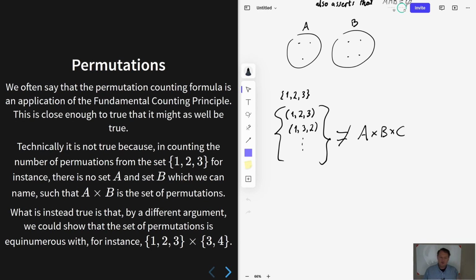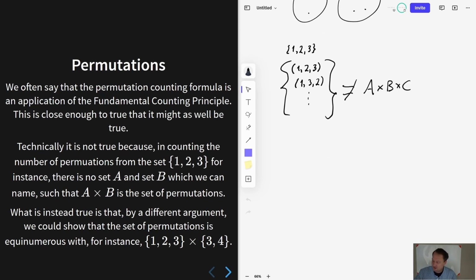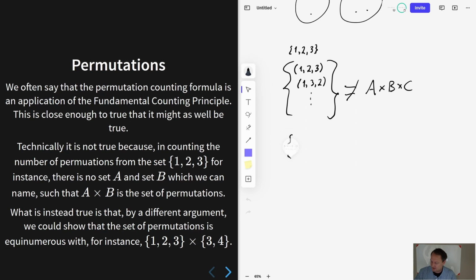Instead, right? What you could say is that there is, right? Like if we were to take, for instance, if we were to take the permutations of this set 2 at a time, right? So rather than 3 at a time, we take it 2 at a time, meaning that the set of permutations for this set taken 2 at a time would be 1, 2, right? 1, 3, 2, 1, and so on, right? That's the permutations taken 2 at a time.